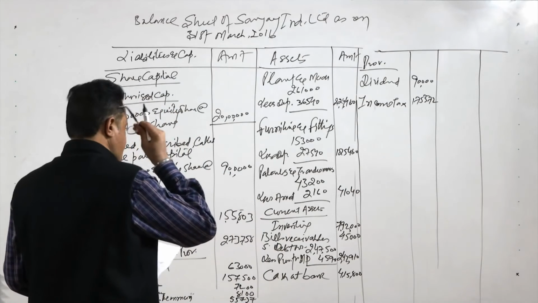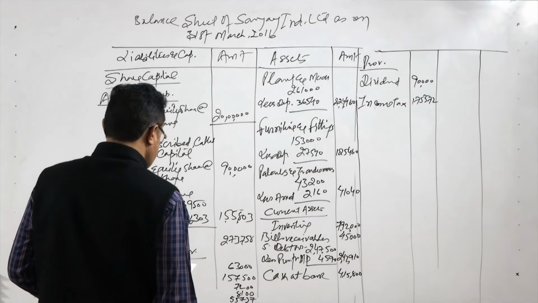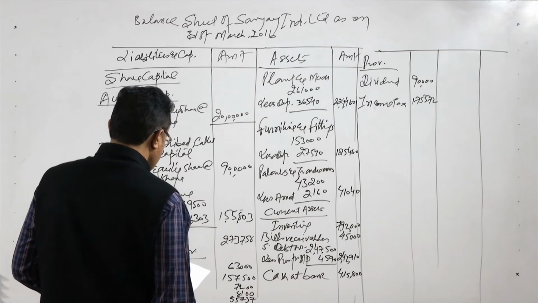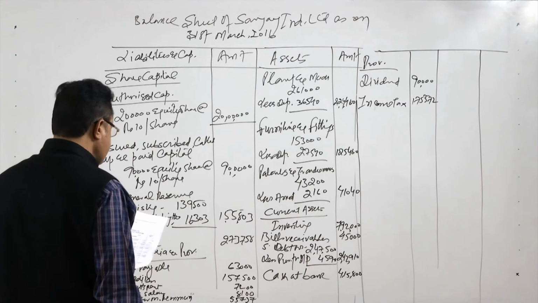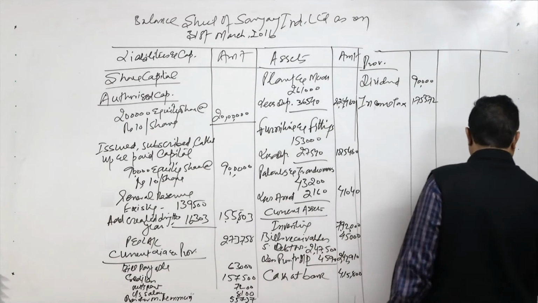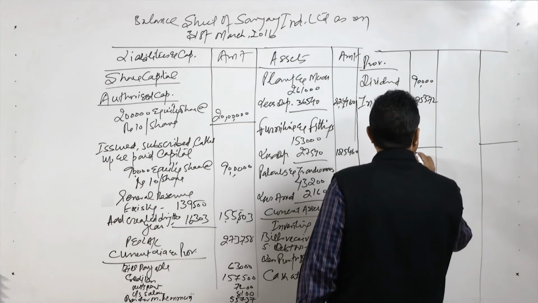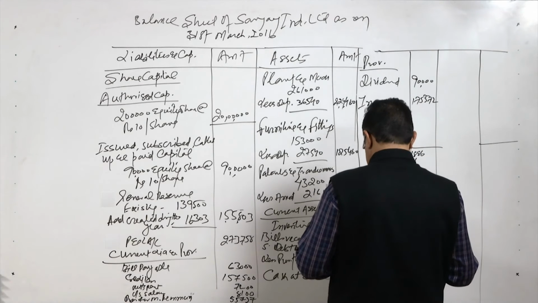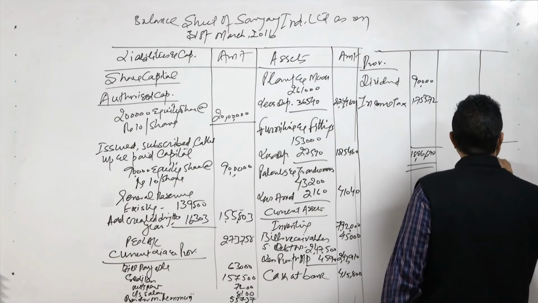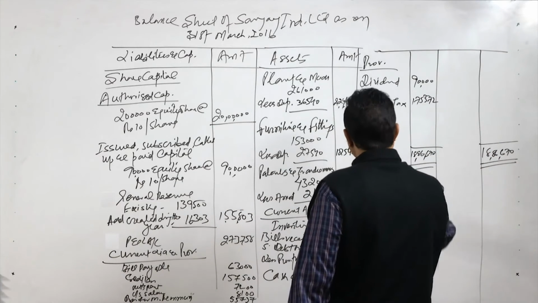So I think we have taken all the assets here: the plant, building, machinery, furniture and patents, then the current assets like inventory, debtors, bills receivables, the provision for doubtful debts, and cash. If you total up both sides of the balance sheet, the totals are going to be the same: 18,86,670 on this side and 18,86,670 on the other side.